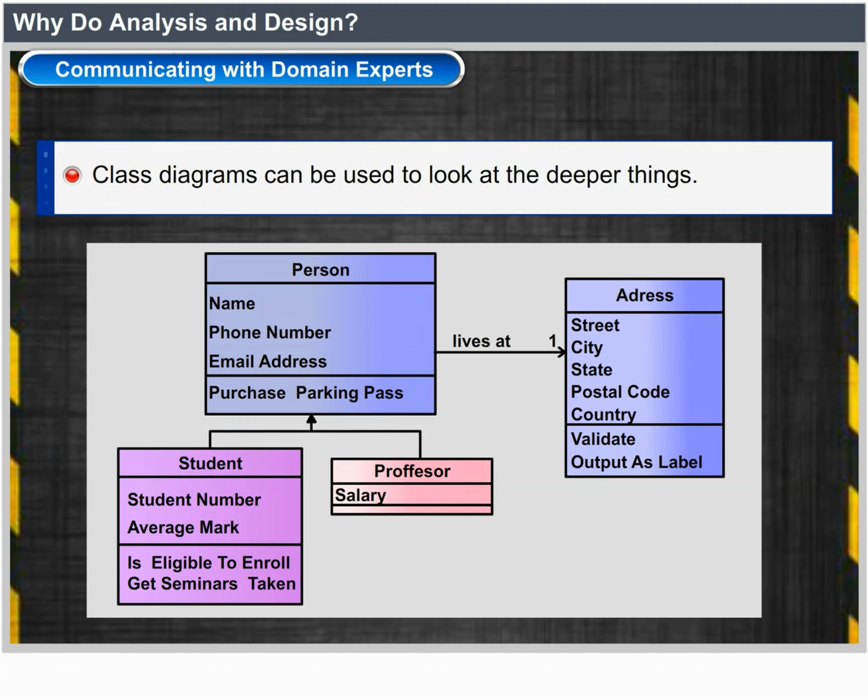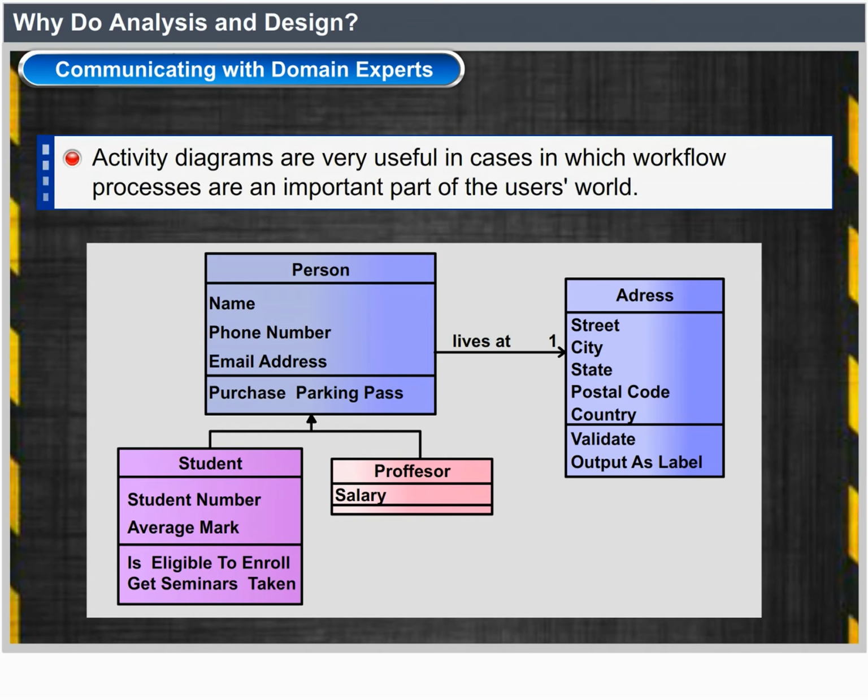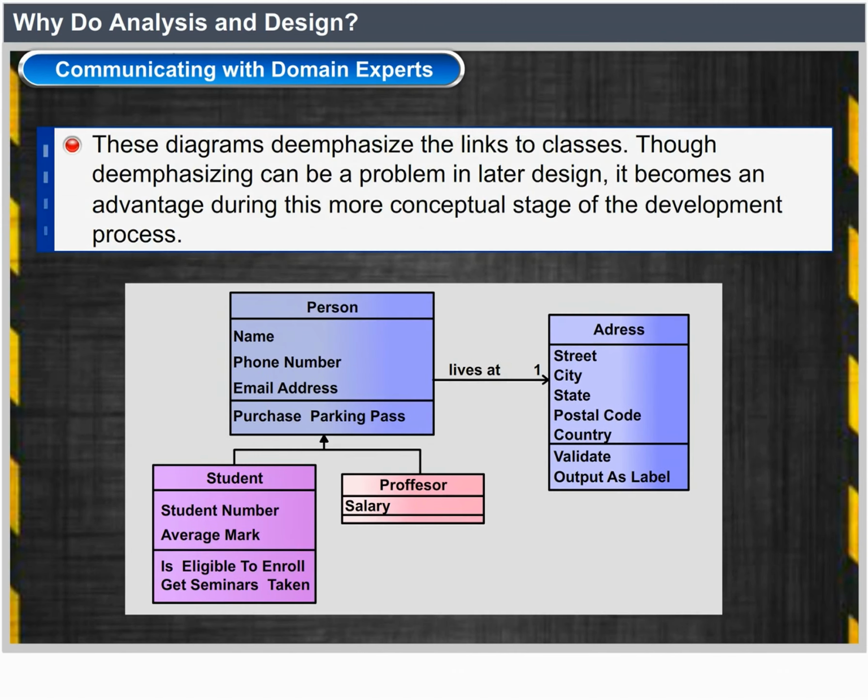Class diagrams can be used to look at the deeper things. Activity diagrams are very useful in cases in which workflow processes are an important part of the user's world. These diagrams de-emphasize the links to classes. Though de-emphasizing can be a problem in later design, it becomes an advantage during this more conceptual stage of the development process. Overview of the process.